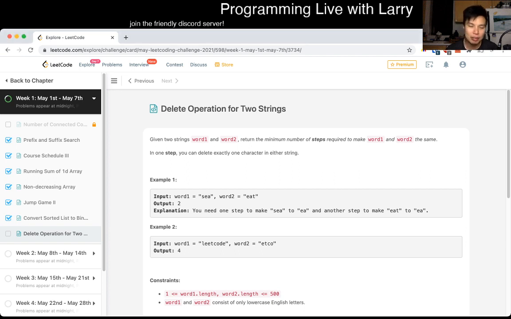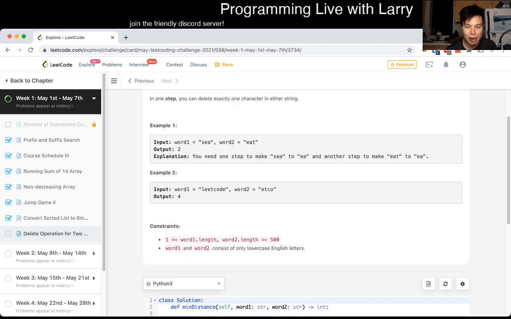Okay, today's problem is Delete Operation for Two Strings. Given two strings, return the minimum number of steps to make them the same. In one step, you can delete one character in either string. I mean, the canonical solution is going to be dynamic programming.